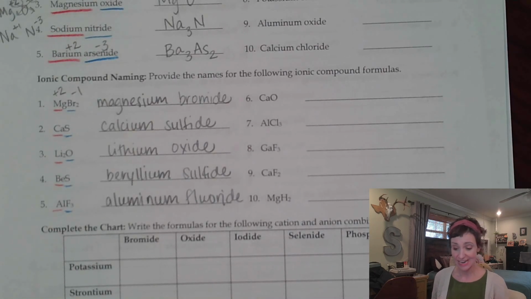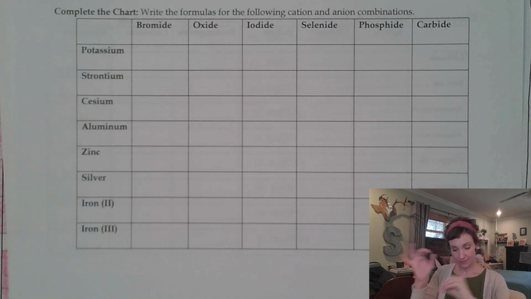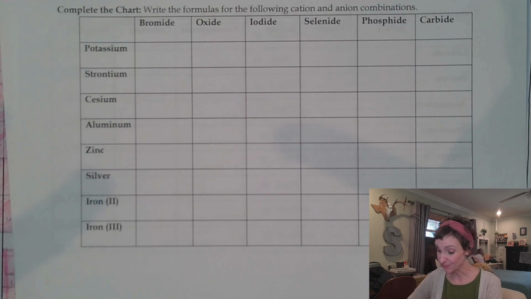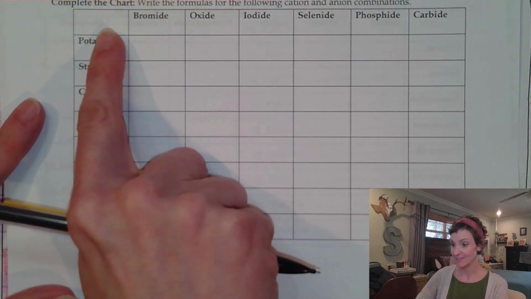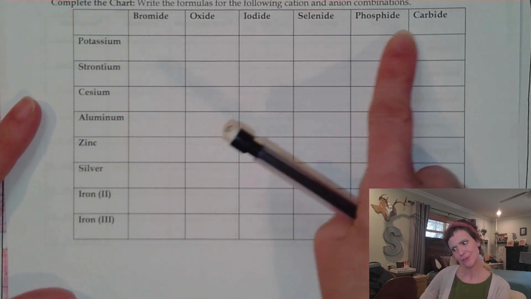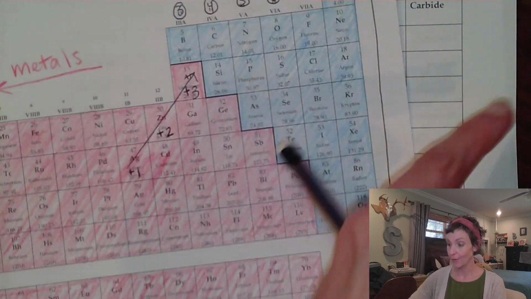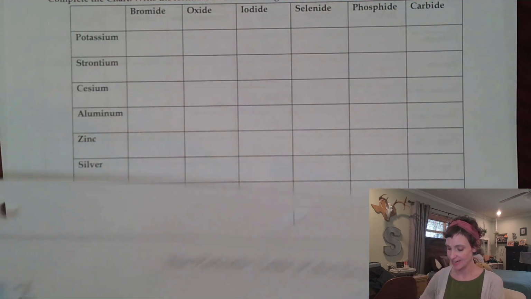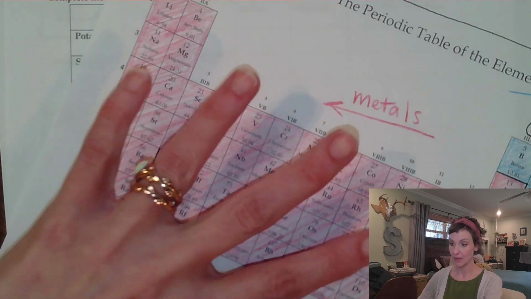I thought I would bounce down here and look at some of this fun chartsy chart. There's a little puzzle thing where you basically combine everything that's in the same row and column. Here it says, write the formulas for the following cation and anion combinations. Are these cations or anions? Bromide, oxide, iodide. Oh, these are my non-metals, so these are my anions, the ones who form negative charges. And then these guys, potassium, strontium, cesium, aluminum, yup, these are totally my metals, my cations.